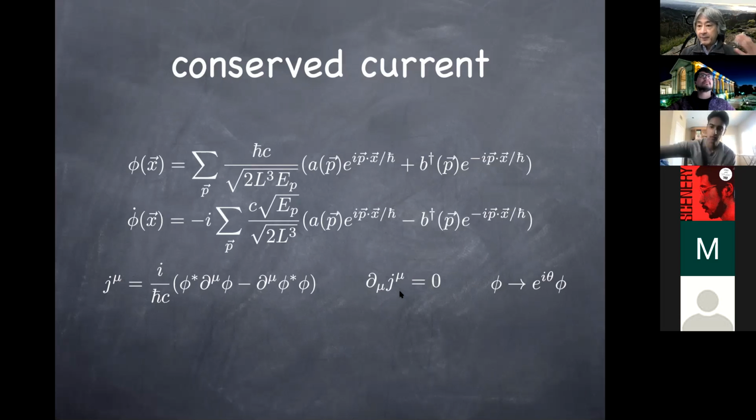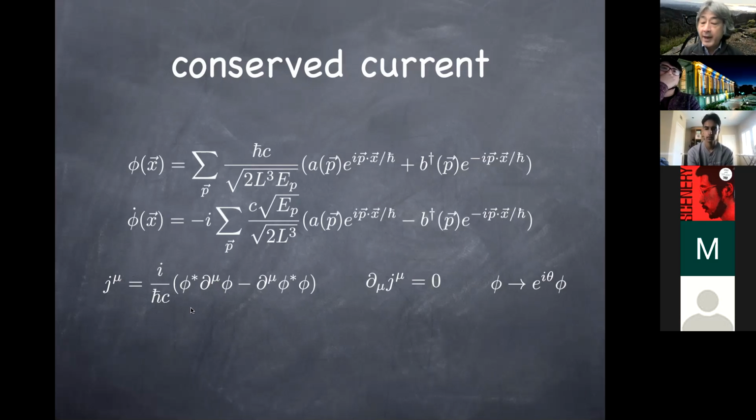If nothing is going on at the infinity of space, then you find the equation that the total charge is conserved. So that's why this continuity equation actually means that total charge is conserved, where total charge is defined by the time component of this quantity integrated over the entire space.